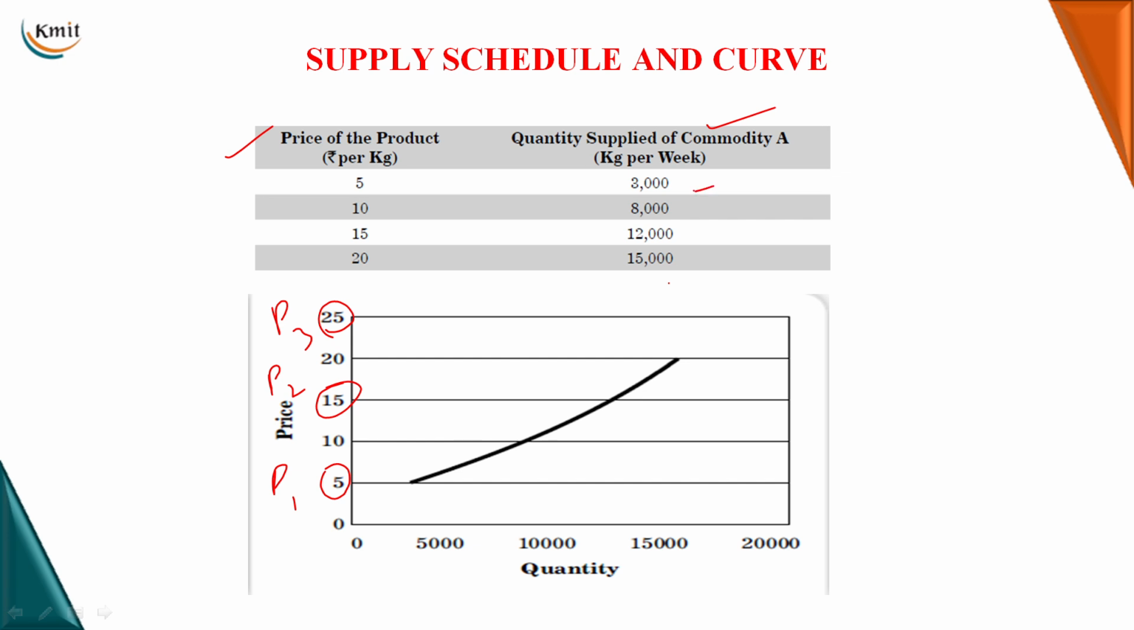Now if there is an increase in the price, from 5 to 10 rupees, which is represented as the P2 level, the quantity supplied of that commodity also increases from 3000 to 8000. Similarly, if it is going to 15, it is 12,000. If it is 20, it is 15,000, and at 25 it is not displayed yet. It will be somewhere around more than 15,000.